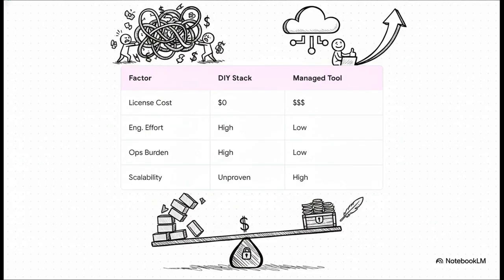You're actually scoring different options on the things that really matter. How much engineering time will this thing suck up? What's the on-call burden going to look like? How does it scale? It makes the trade-offs painfully obvious.